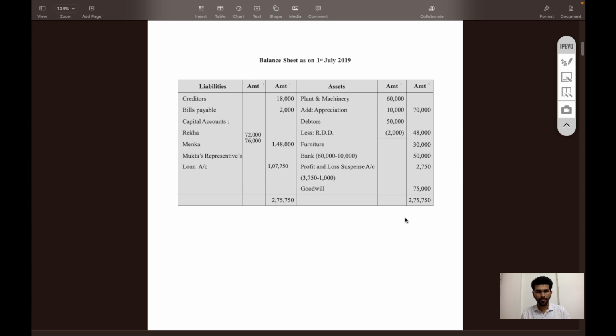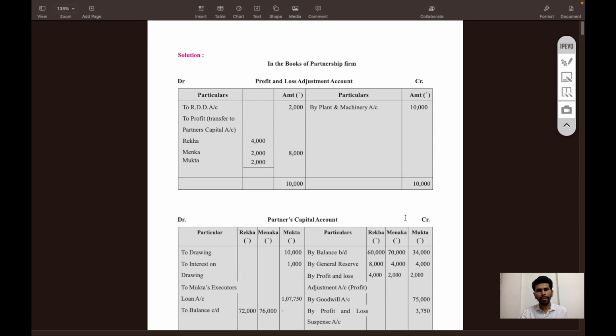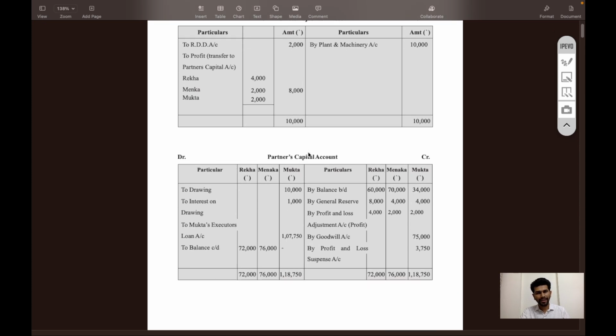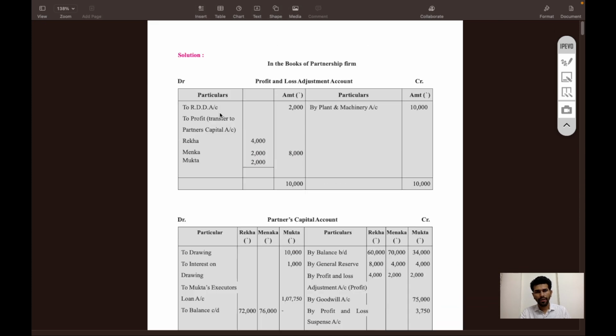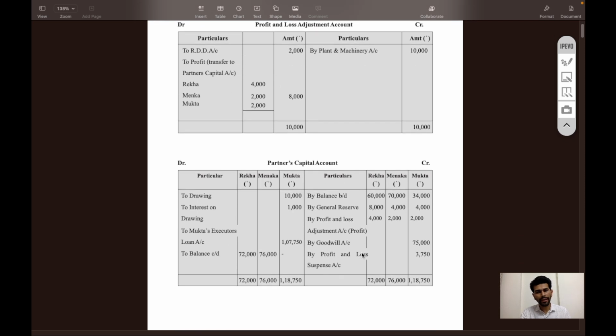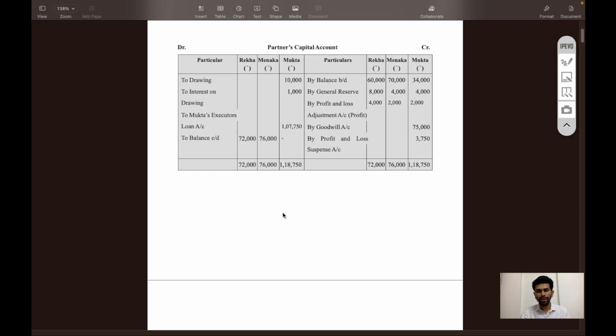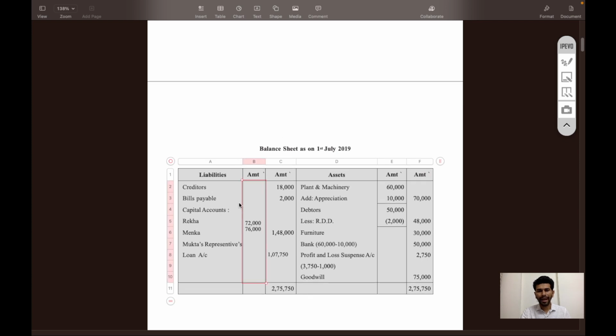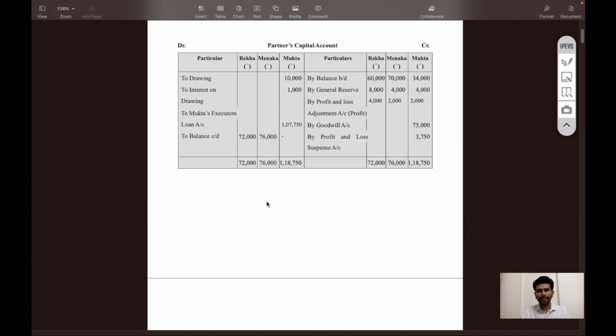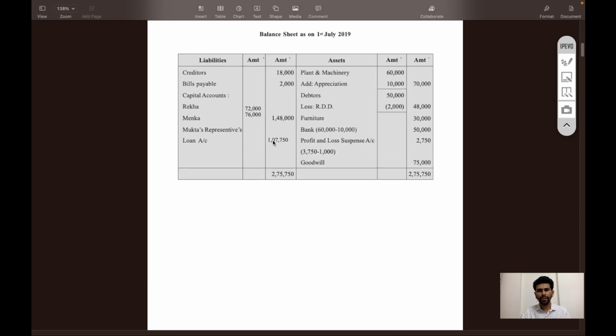So let's take a quick review. First, we have prepared revaluation account, that is profit and loss adjustment account, then partners capital account and balance sheet. Balancing amount of profit and loss adjustment account transferred to partners capital account credit side, and closing balance of capital account will be transferred to balance sheet liability side, and deceased partners representative loan account will be transferred to partners loan account. Balance sheet is tallied.